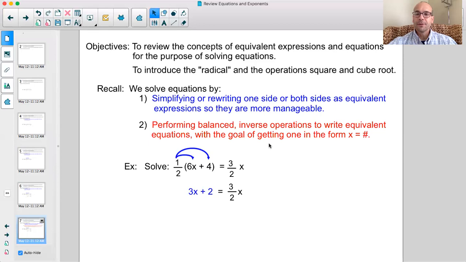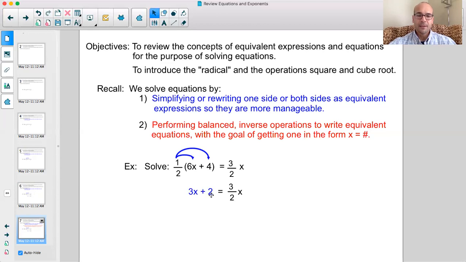Now, our main goal when we're solving an equation is to try to figure out what value of x made this relationship true. We were given an equation that was true for some unknown value of x. And our goal is to tell people, well, if you use x equals blank, then this equation was going to be true. So we're not there yet because we don't have x by itself. So the other thing we can do is we can perform balanced inverse operations to write equivalent equations that get closer and closer and closer to having x by itself. So equivalent equations that are simpler to work with.